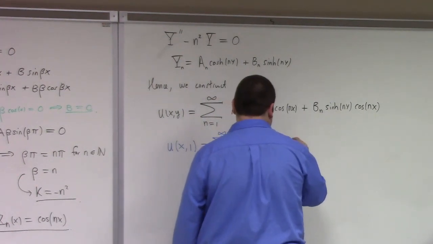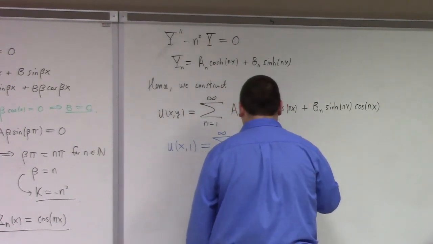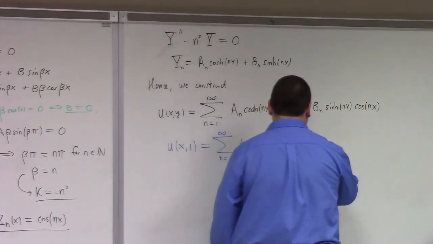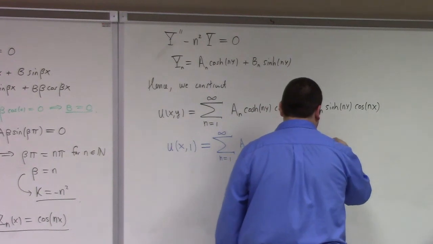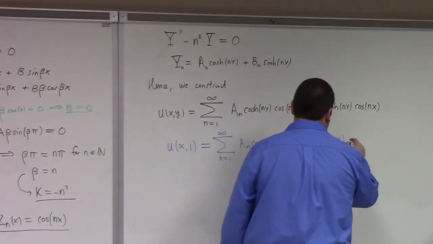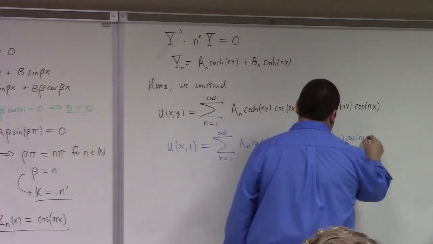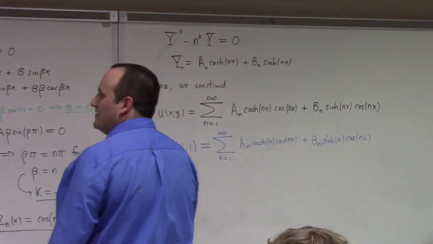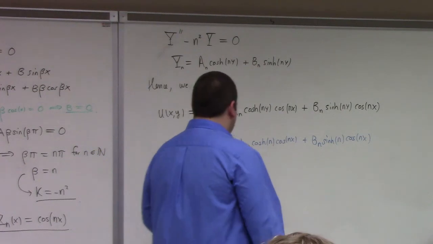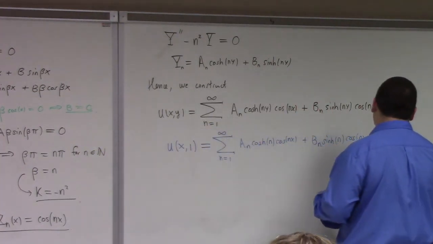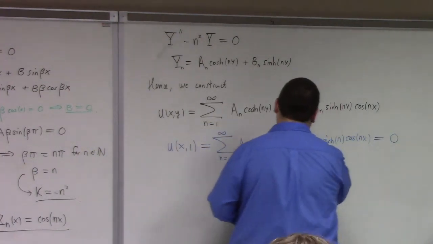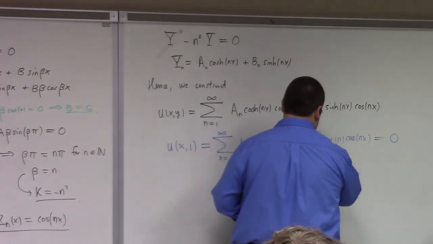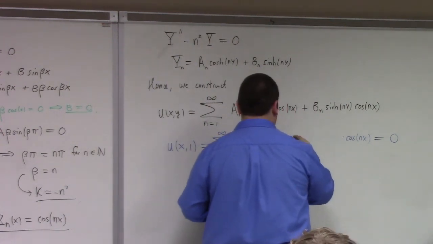Cosh n cosine nx plus b sub n sinh n cosine nx. What's this all equal to? Please let it be equal to 0. 0, thank you. So if this is equal to 0, we could have factored out the cosine nx like civilized human beings a second ago here. What would that tell us?